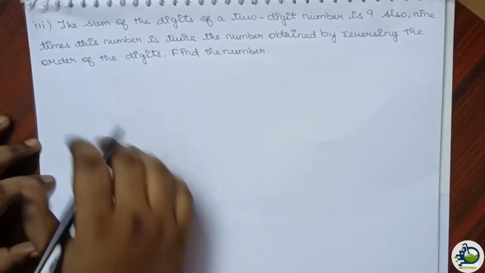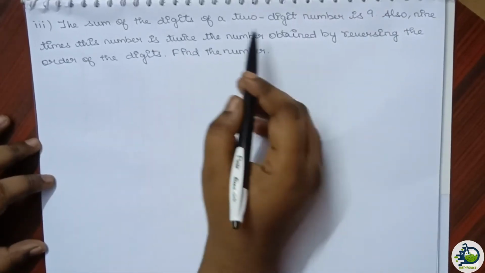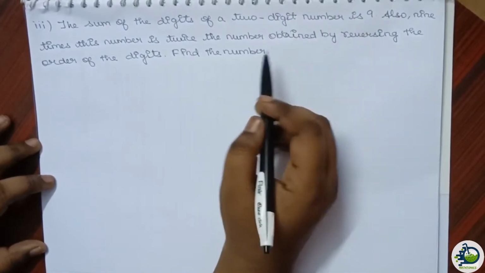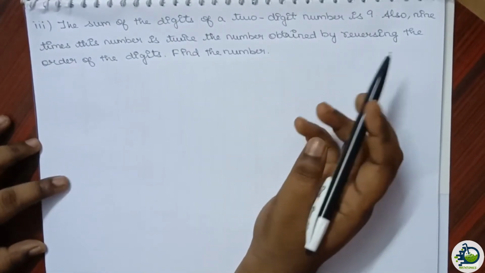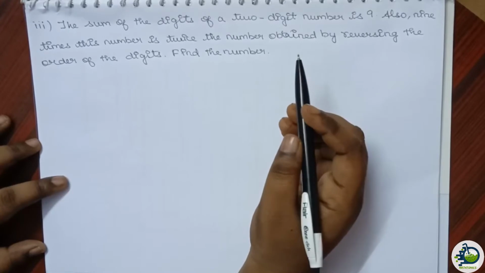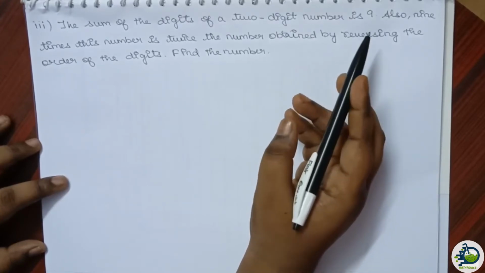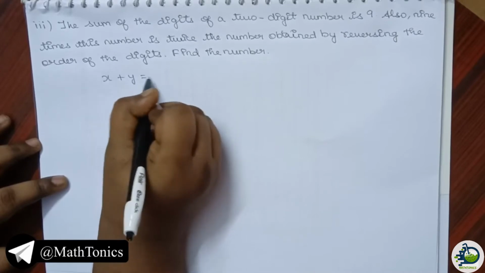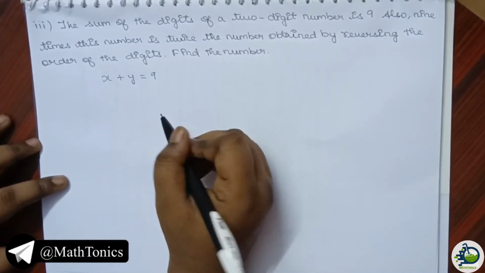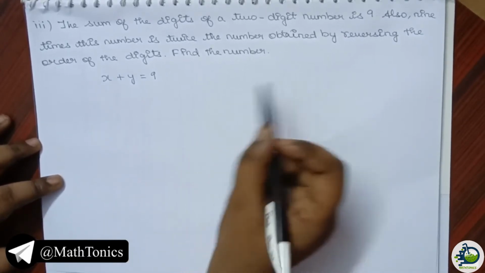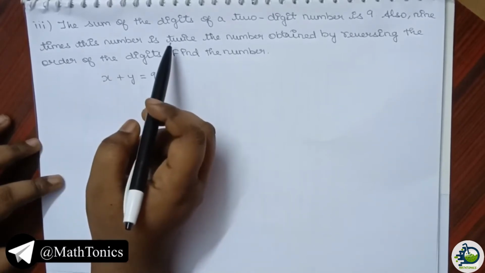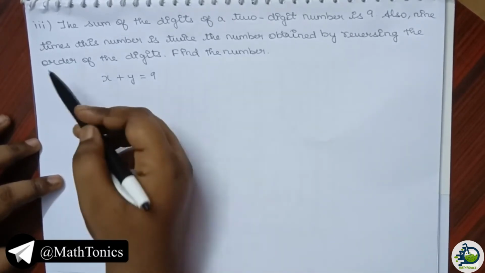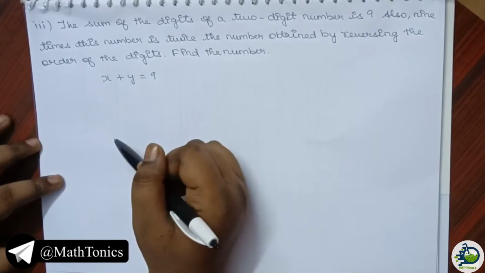Let's move on to the next question. The sum of the digits of a 2-digit number is 9. So a 2-digit number we have to find, and the digits when added give 9. So x plus y is equal to 9. We can consider it as x and y, the 2 digits. Also, 9 times this number is twice the number obtained by reversing the order of the digits.